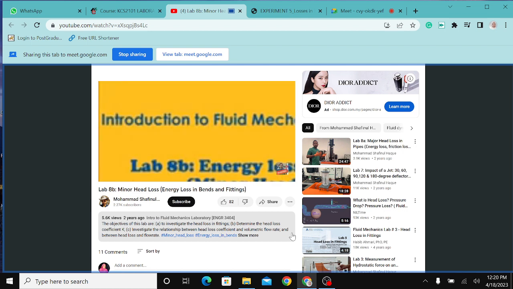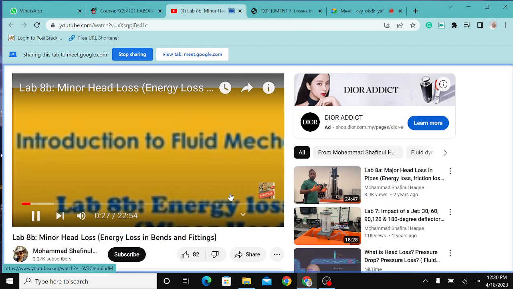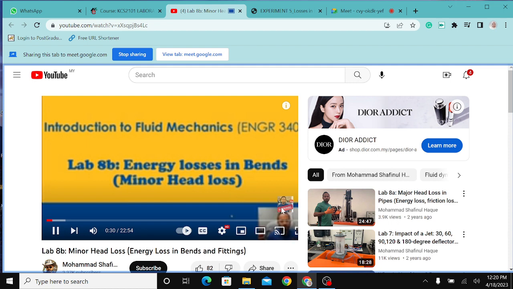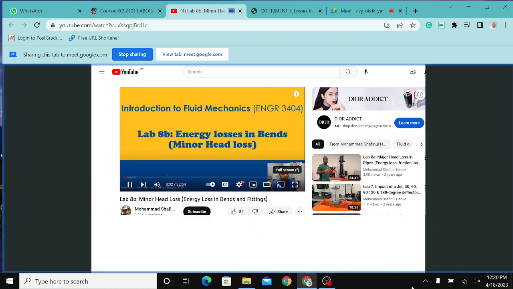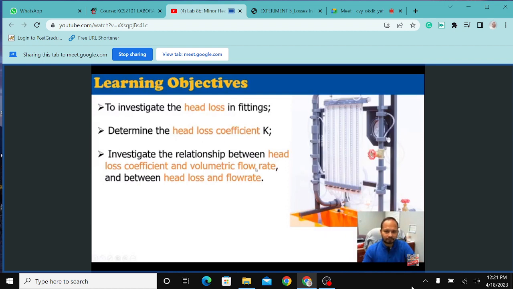Hello everyone, this is the last part of our lab 8, which is also our last lab for our Introduction to Fluid Mechanics ENGR 3404. So in the last part of lab 8 in B, we're going to study the energy losses in bends, which is also a minor head loss. So let's see what our learning objective is for today. We're going to investigate the head loss in fittings.